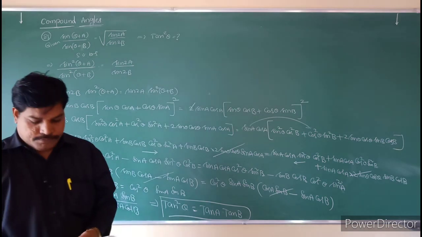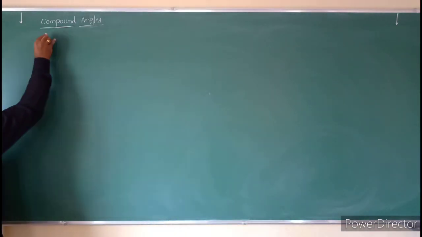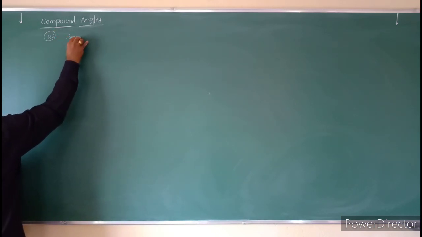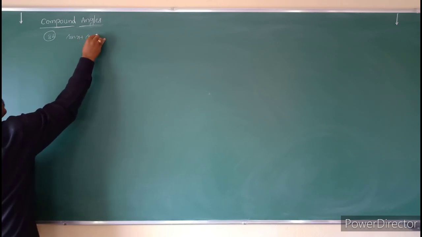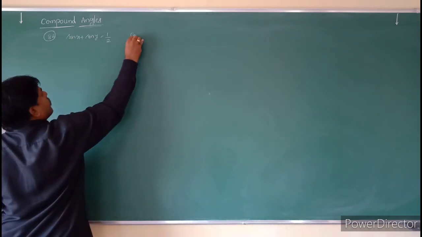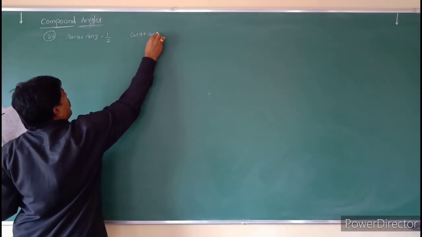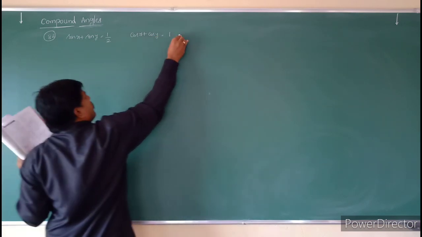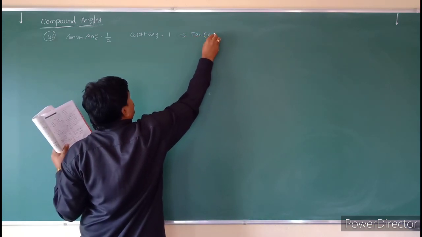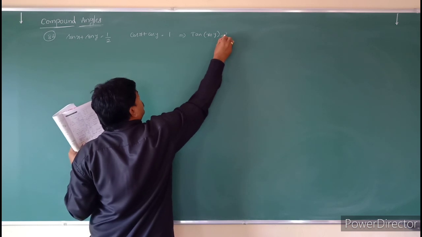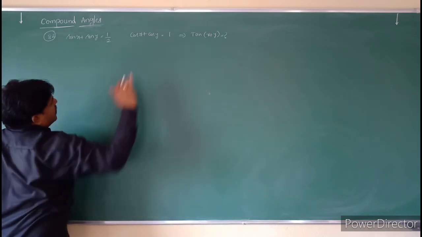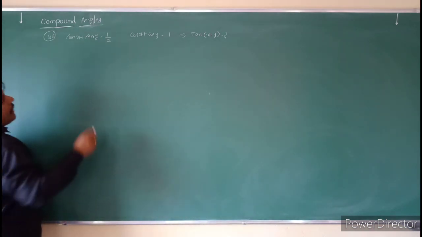Okay, so see that question, students. Question number 82. So what is question number 82? Sin x plus sin y is equal to 1 by 2, and cos x plus cos y is equal to 1. Then tan of x plus y is equal to what? So sin x plus sin y and cos x plus cos y values are given, they are asking tan of x plus y. Okay, so see this question, students.